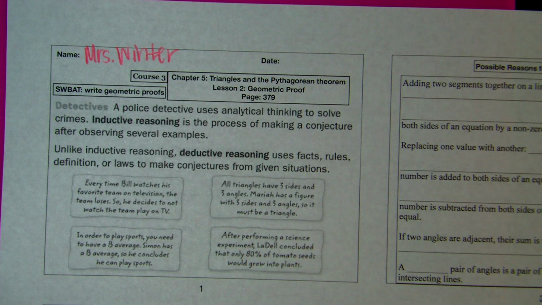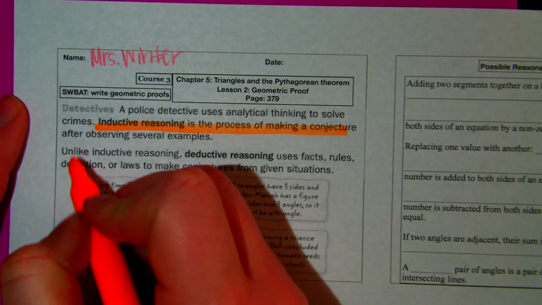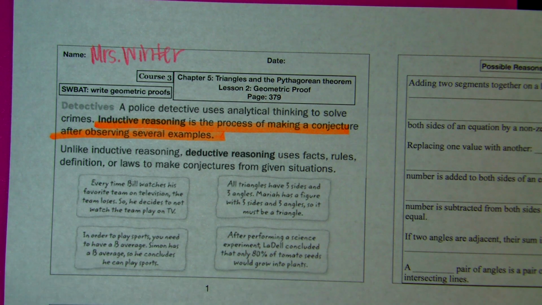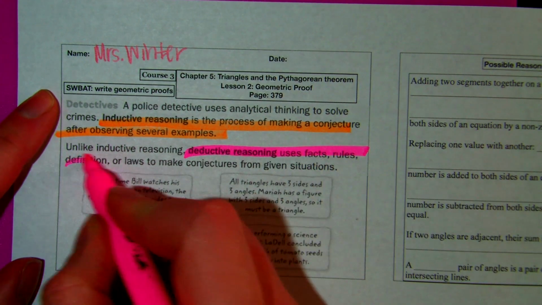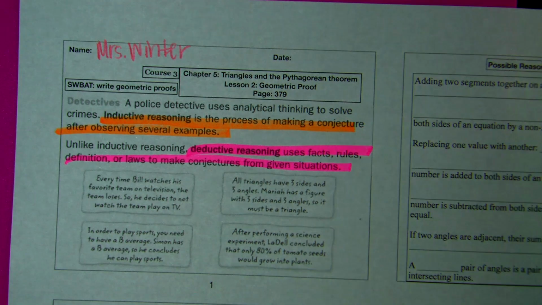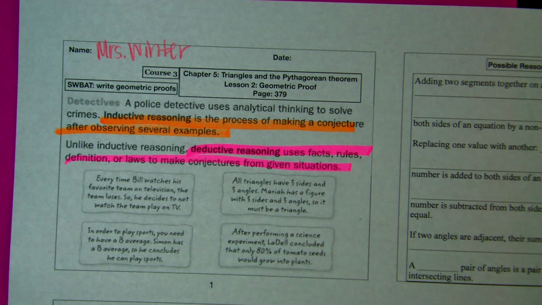It says detectives. A police detective uses analytical thinking to solve crimes. Inductive reasoning is the process of making a conjecture or an observation after observing several examples, or he makes a hypothesis or a hunch, or he uses his evidence. Unlike inductive reasoning, deductive reasoning uses facts, rules, definitions, or laws to make conjectures, to make statements in given situations. So we're going to label these situations as whether you think it's inductive or deductive, using facts or just observing.